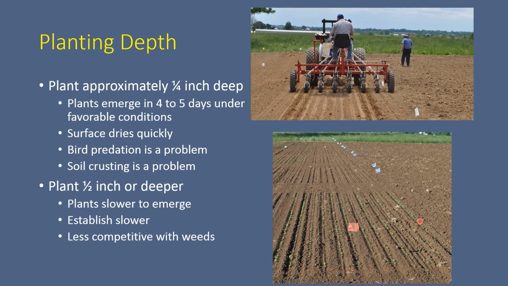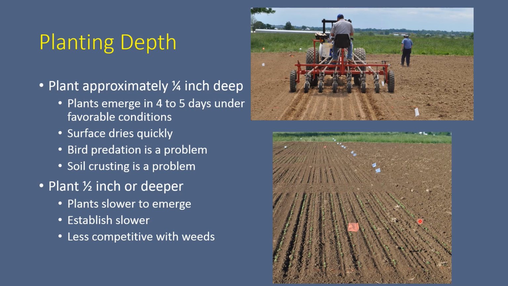But there's some problems with that shallow planting as well. That surface 1/4 inch obviously dries out very quickly. So if you plant into a dry soil and it stays dry for some time, that plant is not going to emerge. Birds can be a problem, coming in and actually eating the seeds that have been put out. Birds seem to really like hemp seed. And soil crusting, which I'll mention again here in just a moment, is also a concern with our planting.